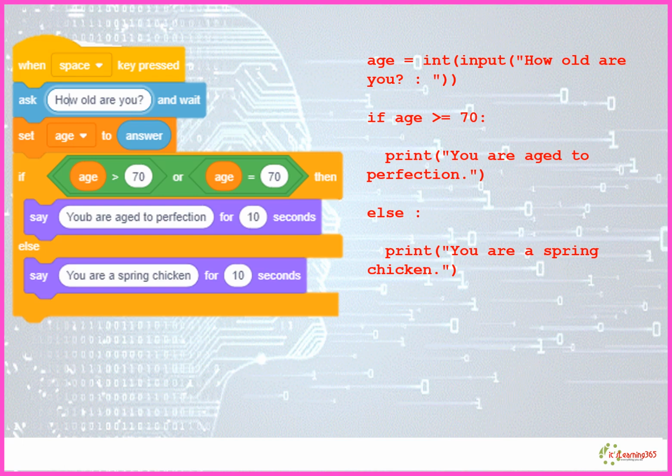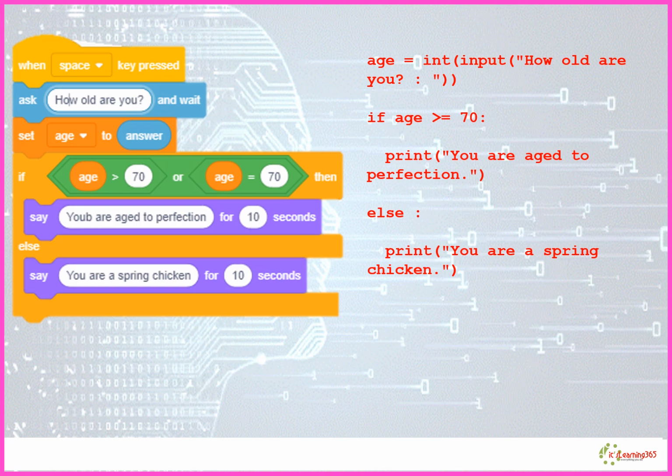Here's what my age algorithm would look like if I programmed it using Scratch on the left and Python on the right. So in the Scratch algorithm, I press the spacebar and it will ask me how old am I. It then creates a variable called age, and my answer that I've typed in, it will store in that variable.